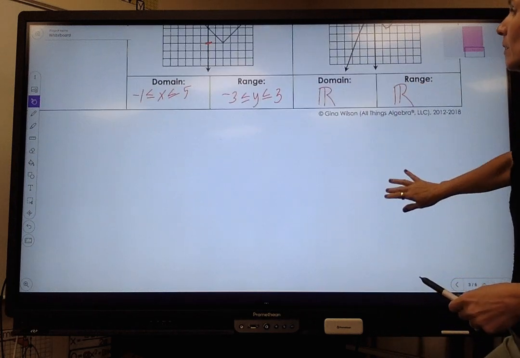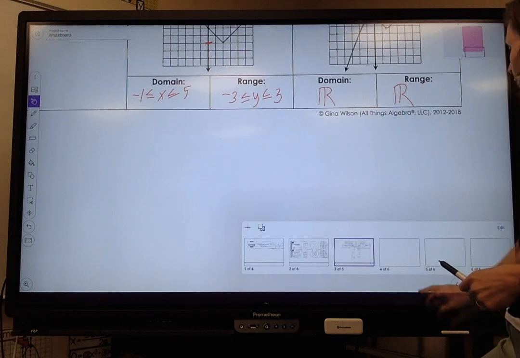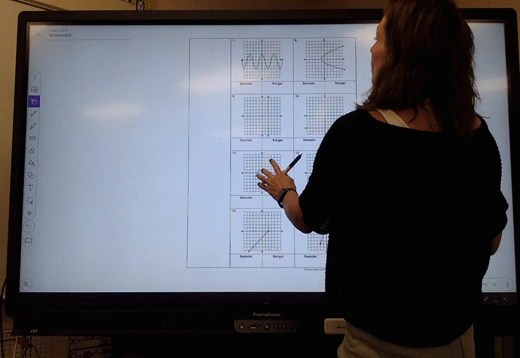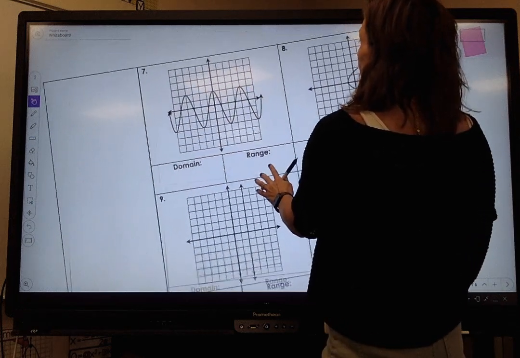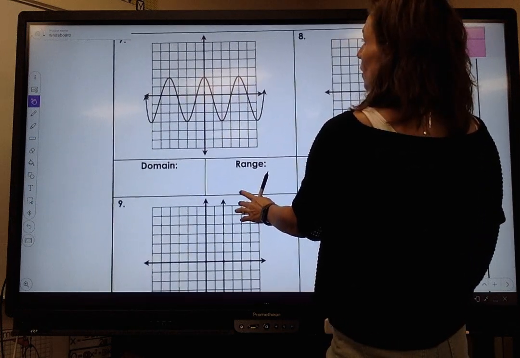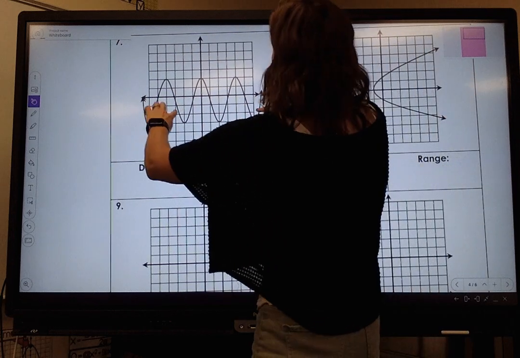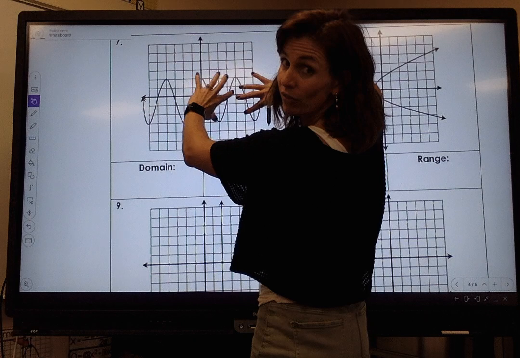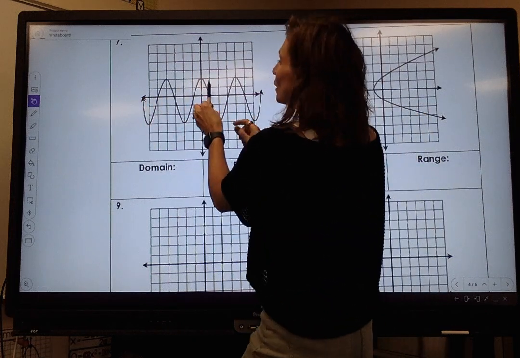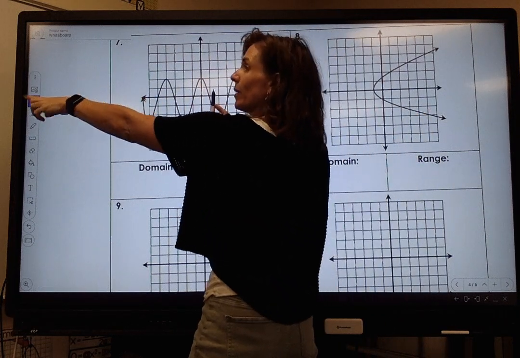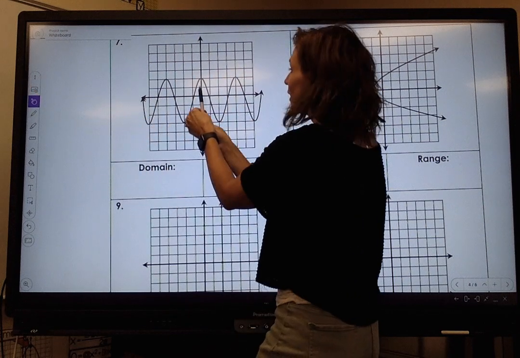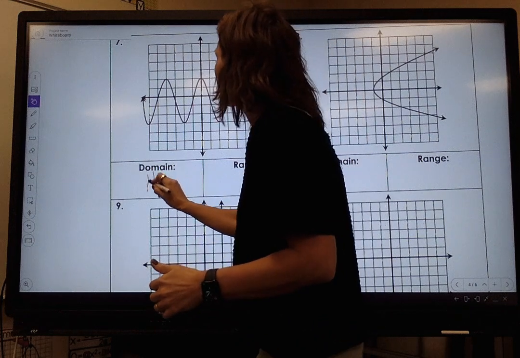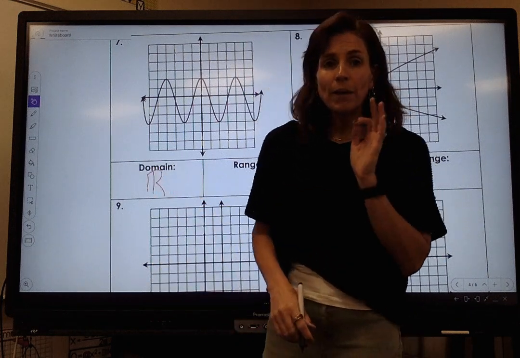All right, let's take a look at, flip over your page. We're going to do that next page together. All right, so these arrows, look at number 7. These arrows just outside represent what this graph would do with the same pattern, okay? So how far left is this graph going to go? It's going to go and extend left forever and ever, and it's going to go right forever and ever. So how far left and how far right? All real numbers.